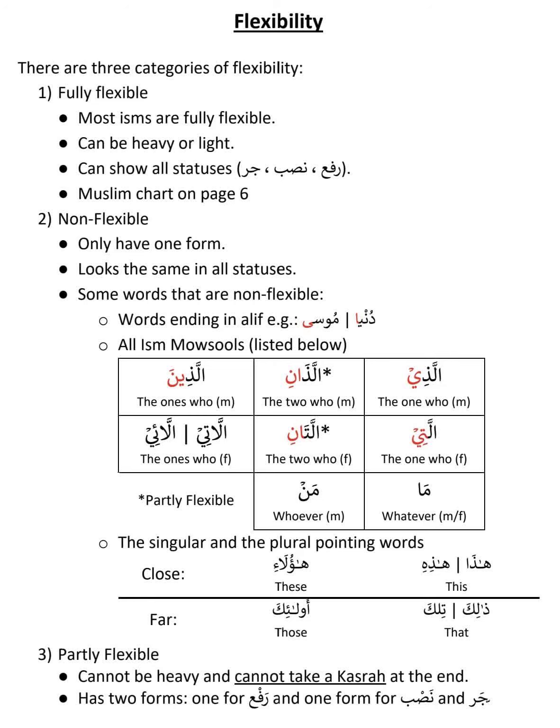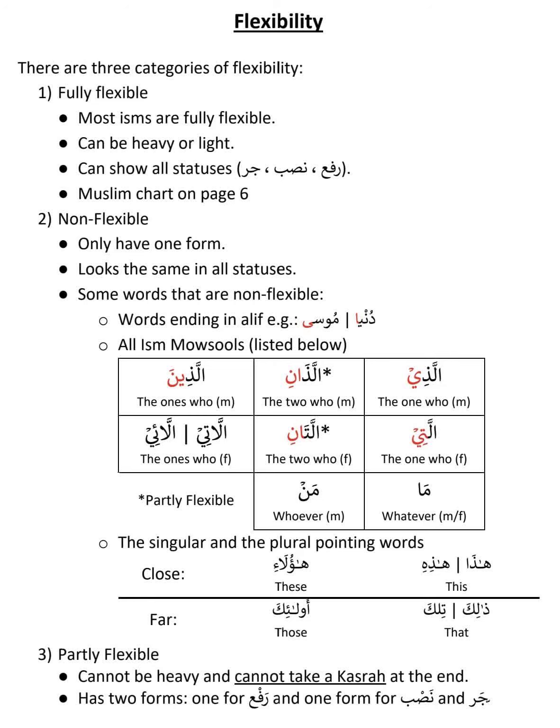We didn't go to the other properties, but what we are going to learn here is this. If you take an ism, those isms can be divided into 3 categories based on their flexibility. What is this flexibility? Flexibility means the ability to transform into rafa, nasab and jar. Simple like that.